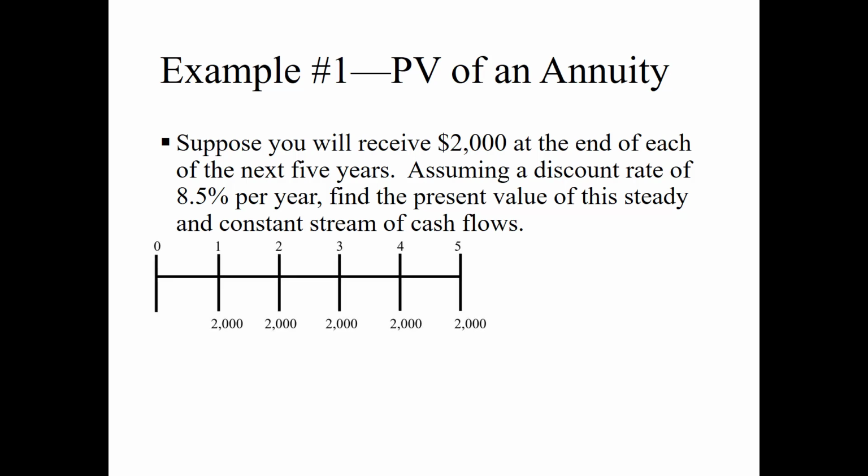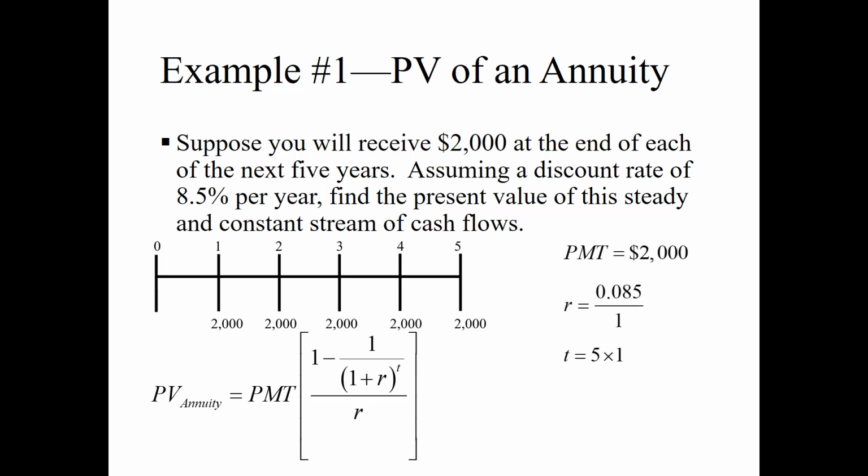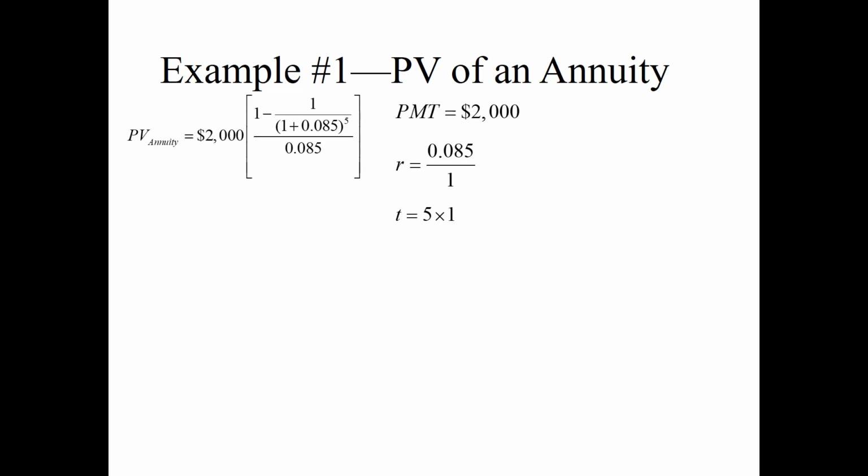So here you see our timeline where we have $2,000 at the end of each of the next 5 years. And our formula. Again, the present value of an annuity is going to be equal to the payment times the present value interest factor of an annuity. Our inputs: our payment is going to be $2,000. Our R is going to be 0.085 divided by 1 because it's annual compounding. Our T is going to be 5, and we're going to solve for PV. Here we see our inputs and the beginning of the equation.